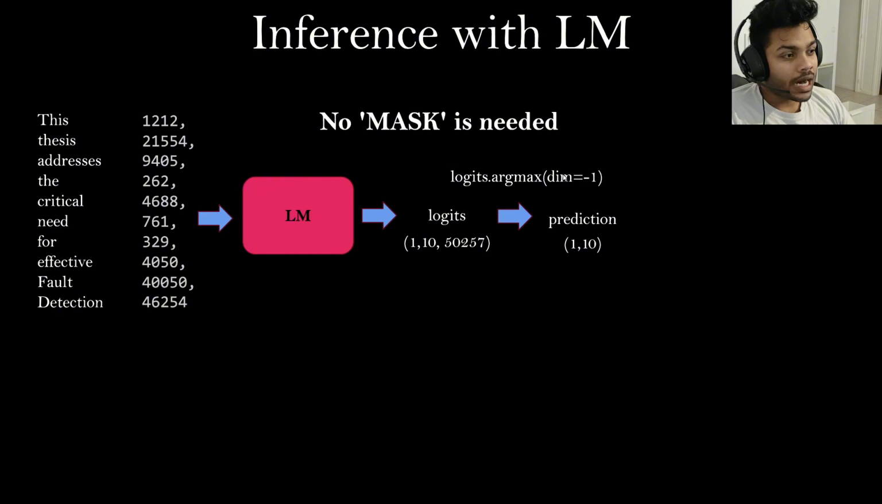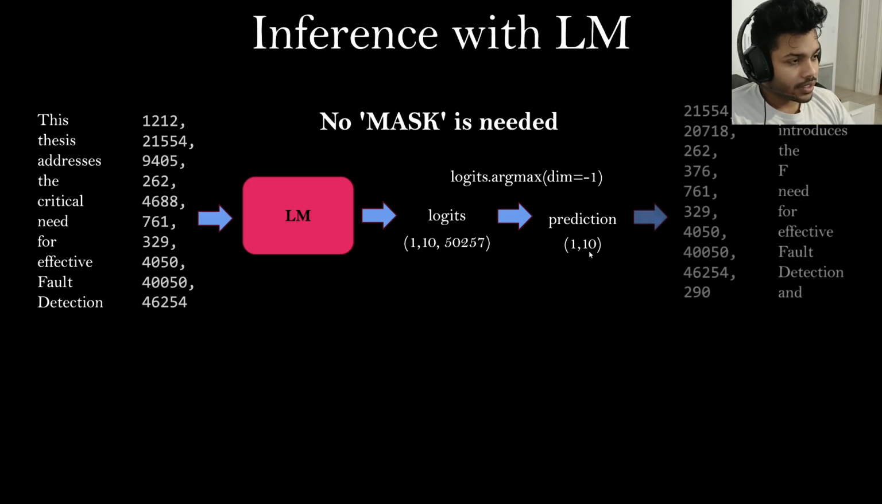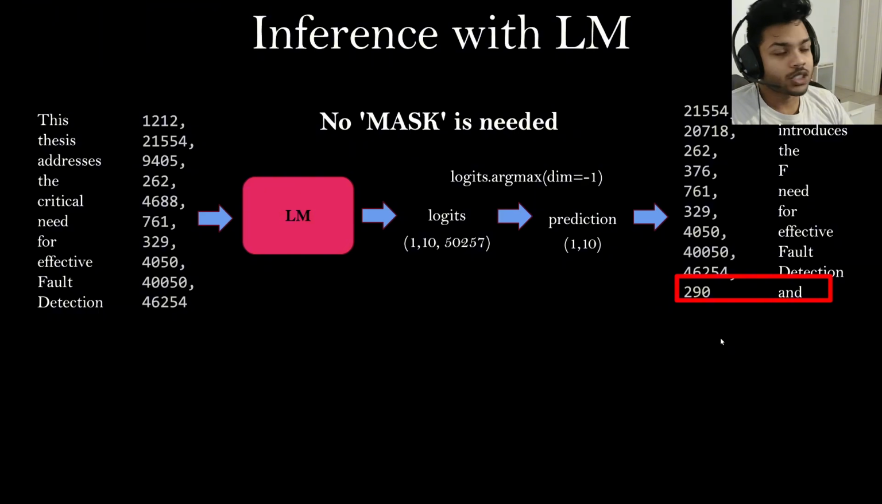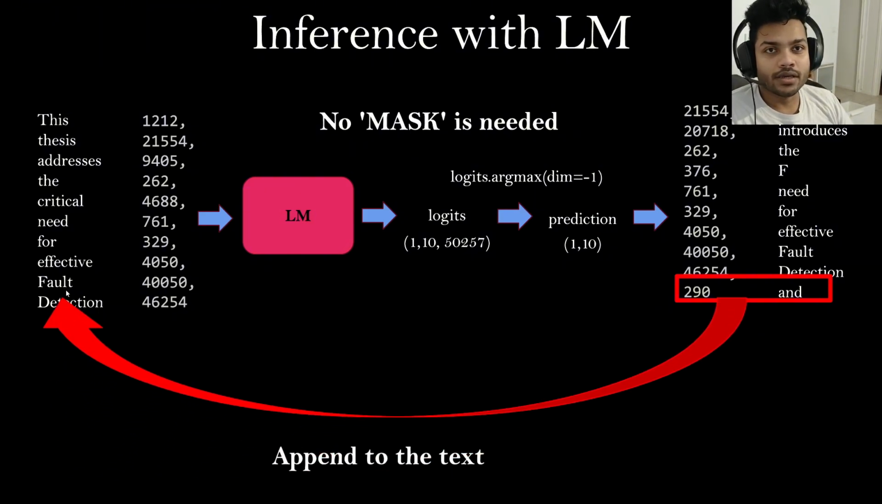If we do argmax here, we get the maximum prediction for each of the words. If I print them out, it looks something like this. So it predicted "thesis introduces the need for effective fault detection," but what I care about is just the last word, because this one then gets added to my input context, and then this entire part is passed into the language model.